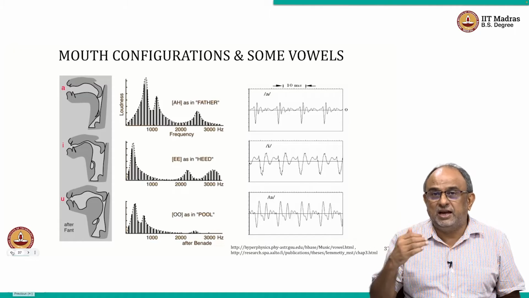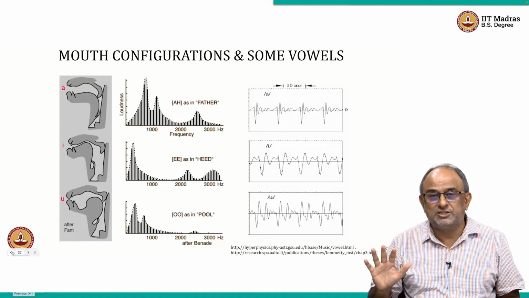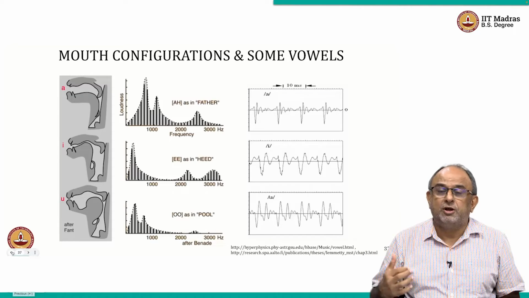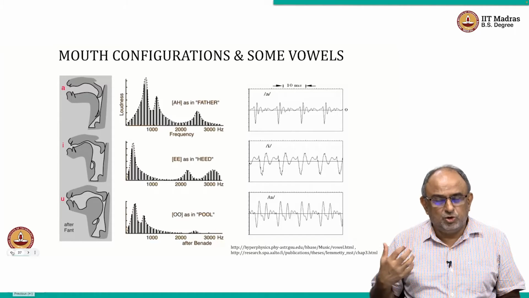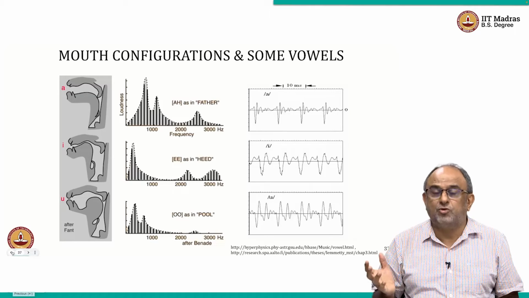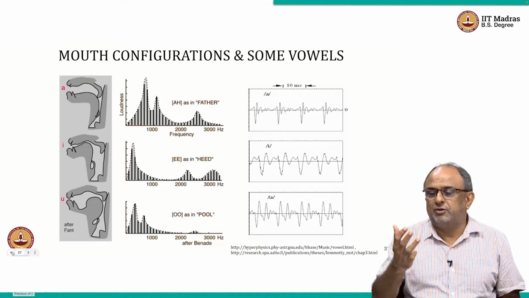In English, we have A, E, I, O, U, the 5 vowels in the written part. But in the spoken part, they have many more vowels. Typically, there are about 10 to 12 vowels in most languages around the world.